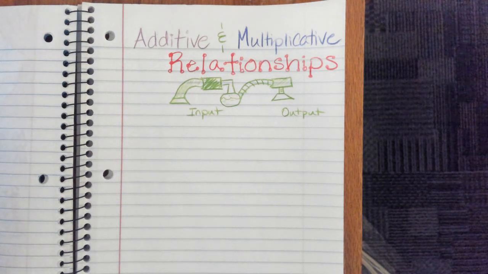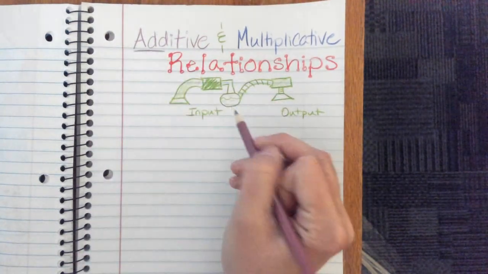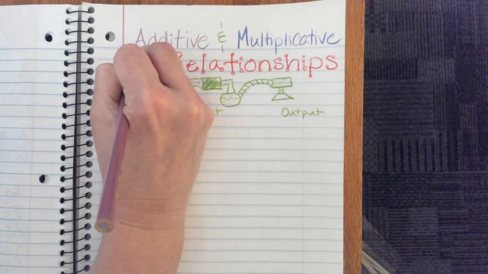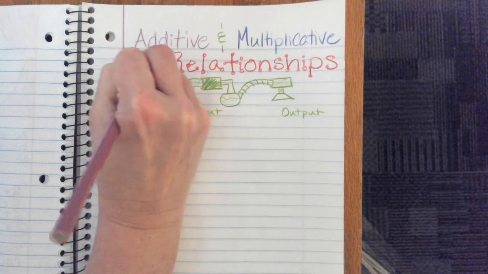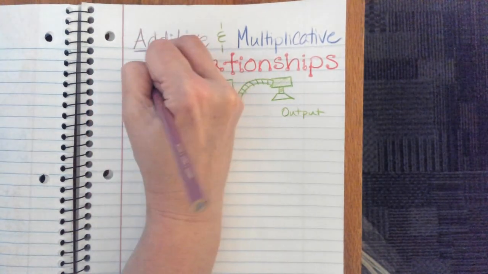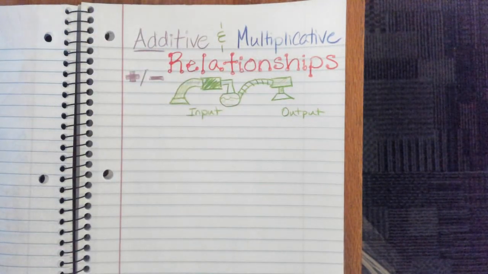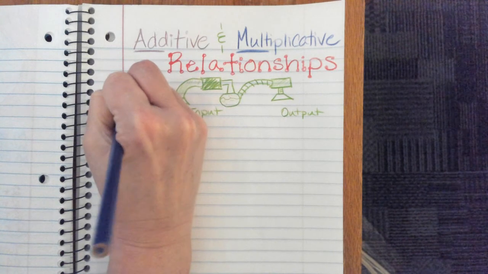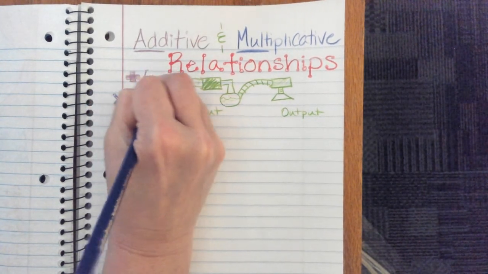So when we talk about additive and multiplicative relationships, we're just talking about what kind of machine do we have? Do we have a machine that is adding or subtracting? And those two go together, right? Or do we have a machine that multiplies or divides? Because those two go together. All right.